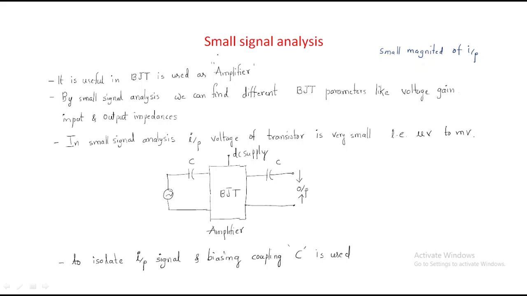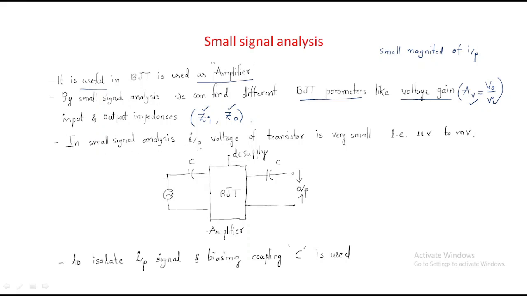What is the use of small signal analysis? First, it is useful to analyze how a BJT is used as an amplifier. Second, by small signal analysis we can find different BJT parameters: the voltage gain AV, which is the ratio of output voltage to input voltage, the input impedance Zi, and the output impedance Zo.